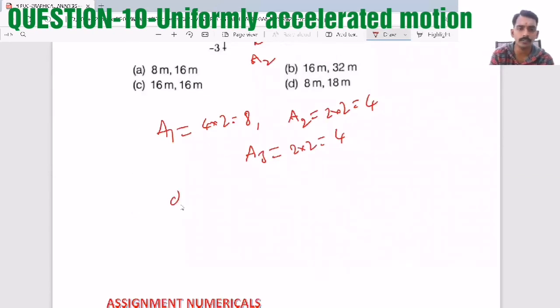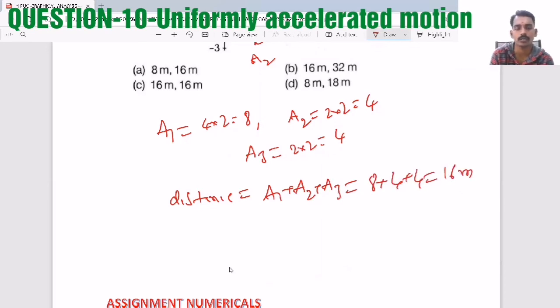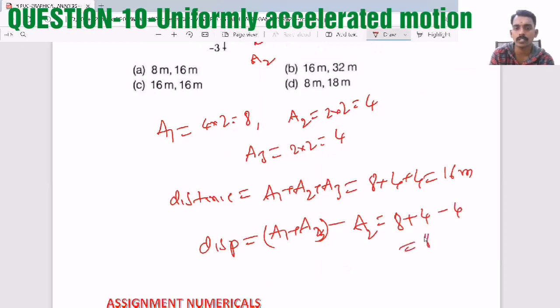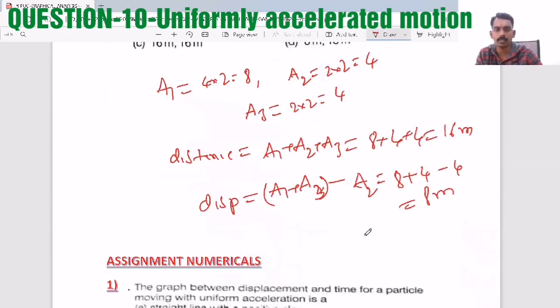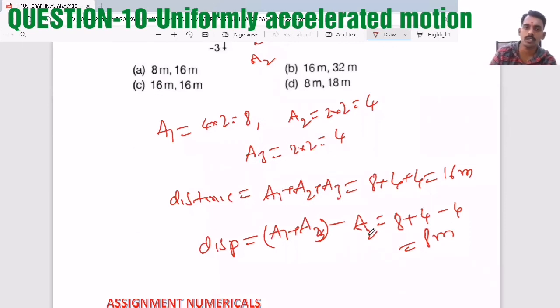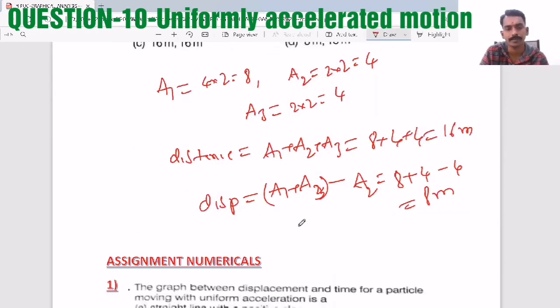Now distance means the total. Distance is A1 plus A2 plus A3, 8 plus 4 plus 4, that is 16 meter. But displacement means positive area, A1 plus A3 minus the negative area, that is 8 plus 4 minus 4, that is 8 meter. So the distance is 16 meter and displacement is 8 meter. So option A is correct.